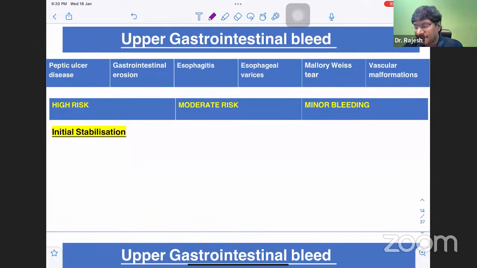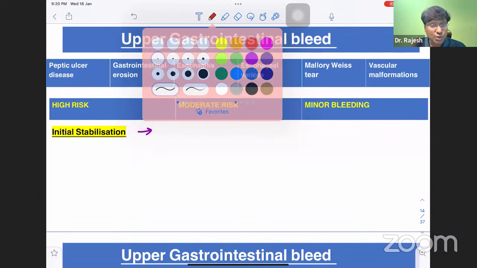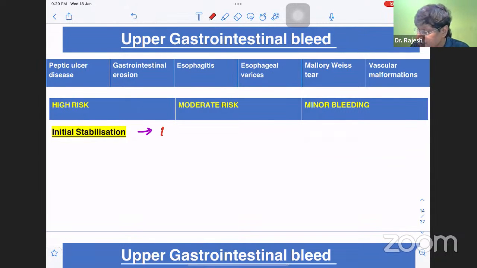Yes. Who will tell me? What is that initial stabilization? So, in patients with significant bleeding, immediately connect the patient to an 18-gauge needle. Right? A large intravenous line should be started prior to further diagnostic testing. After connecting to two 18-gauge needles, then immediately you have to start the IV fluids.